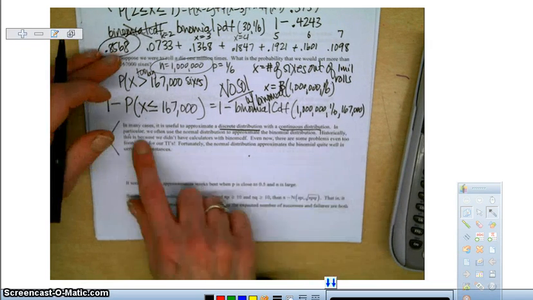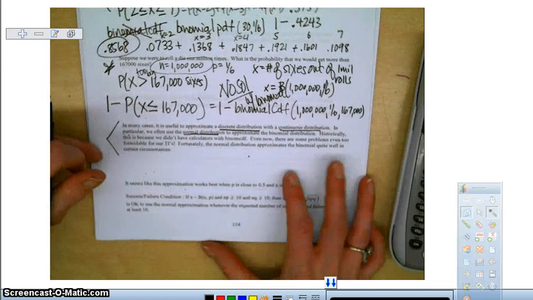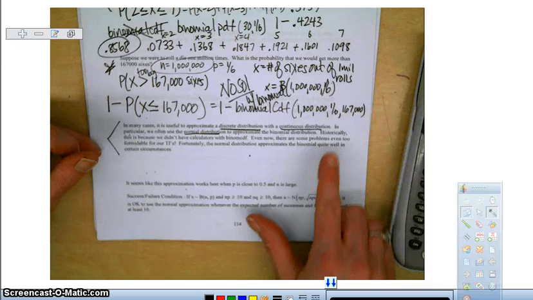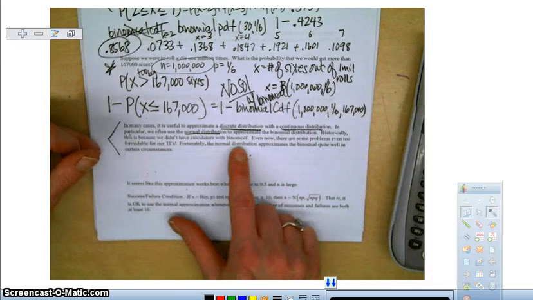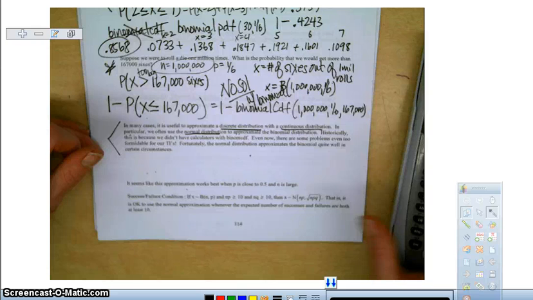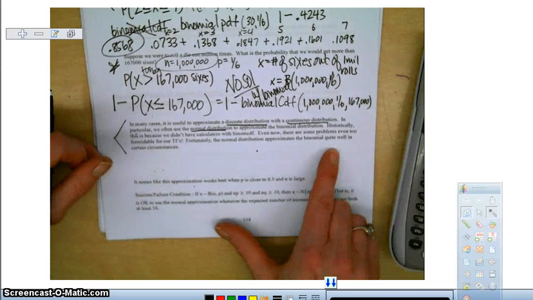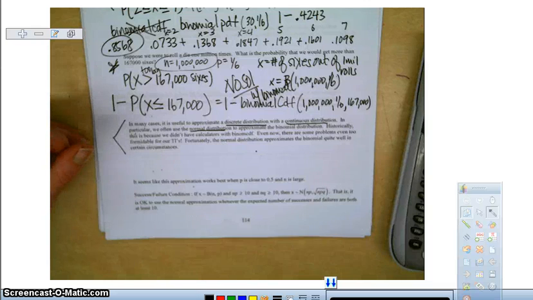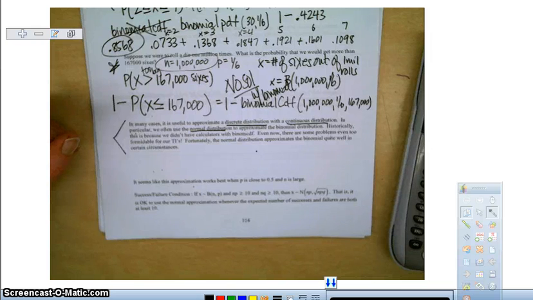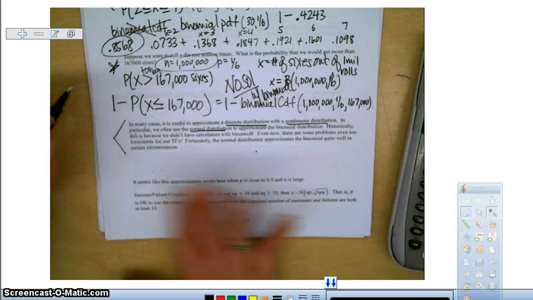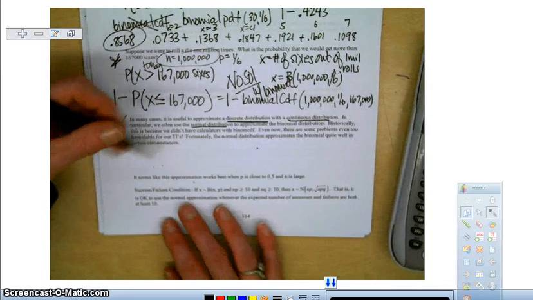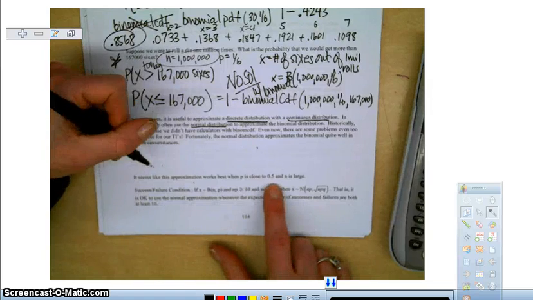Okay? In particular, we often use the normal distribution to approximate the binomial. Historically, this is because we didn't have calculators with binomial CDF. But even our calculators obviously have limitations, correct? So even now there are some problems. Okay? Fortunately, the normal distribution approximates the binomial quite well in certain circumstances. Okay? So, I'm not going to do a bunch of examples here. So, this approximation works best when P is close to 0.5 and N is large.